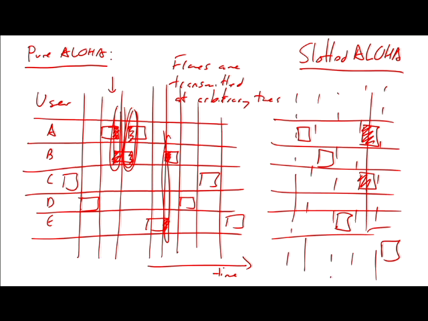This is actually what you'll see in things like Wi-Fi and other types of networks where they don't have centralized resource mapping and control.